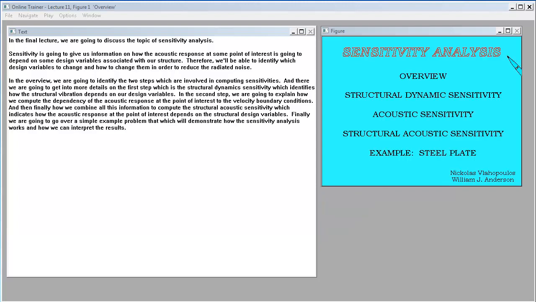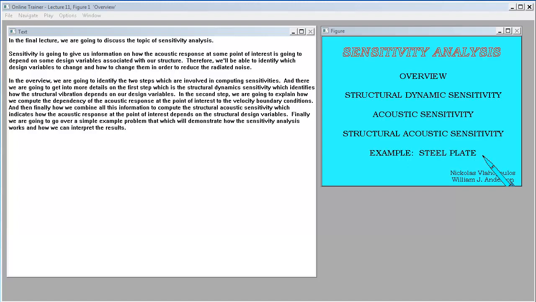the radiated noise. In the overview, we are going to identify the two steps which are involved in computing sensitivities, and then we are going to get into more details on the first step, which is the structural dynamic sensitivity, which identifies how the structural vibration depends on our design variables. In the second step, we are going to explain how we compute the dependency of the acoustic response at the point of interest to the velocity boundary conditions, and then finally how we combine all this information to compute the structural acoustic sensitivity, which indicates how the acoustic response at the point of interest depends on the structural design variables.